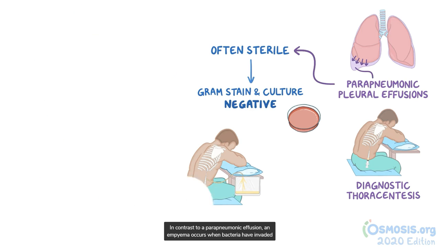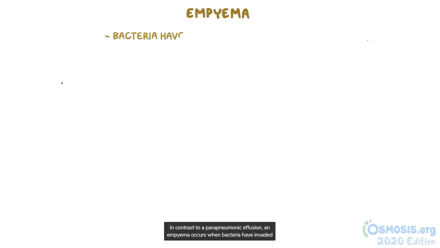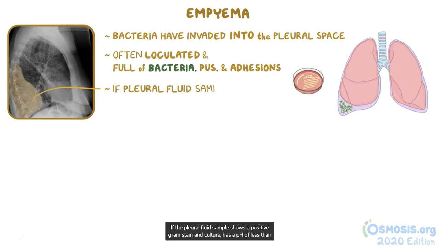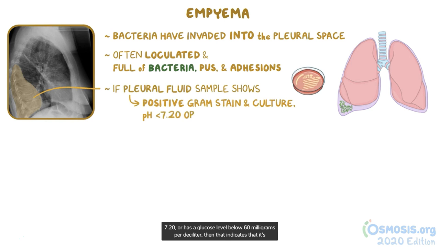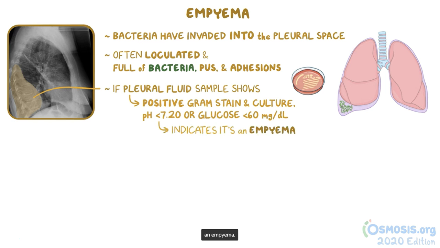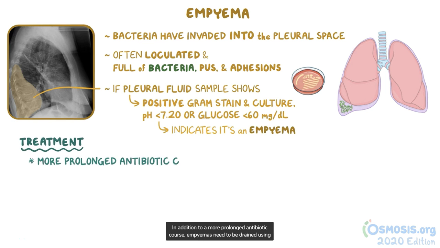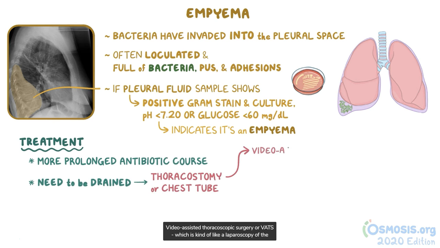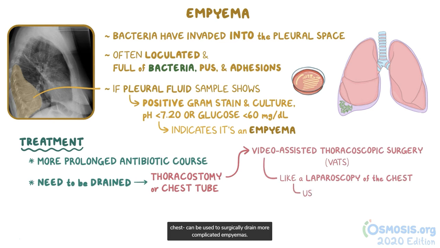In contrast to a parapneumonic effusion, an empyema happens when bacteria have invaded into the pleural space. Empyemas are often loculated and full of bacteria, pus, and adhesions. If the pleural fluid sample shows a positive gram stain and culture, has a pH of less than 7.20, or has a glucose level below 60 milligrams per deciliter, then that indicates that it's an empyema. In addition to a more prolonged antibiotic course, empyemas need to be drained using a thoracostomy or chest tube. Video-assisted thoracoscopic surgery, or VATS, which is kind of like a laparoscopy of the chest, can be used to surgically drain more complicated empyemas.